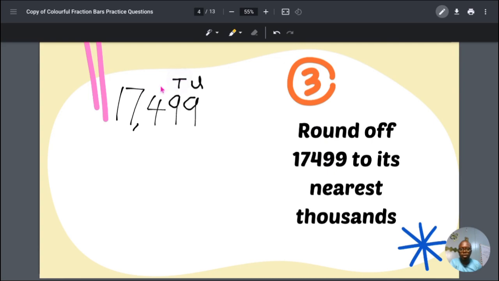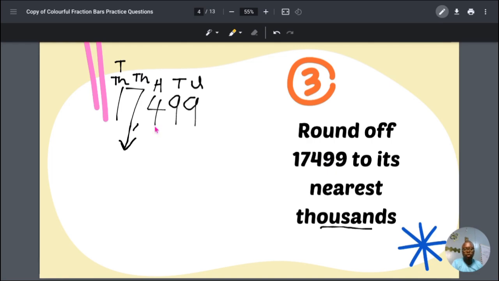7 here is our thousands, and 1 is our tens of thousands. Okay, so we are rounding off to its nearest thousand. So I want you to take note of this: nearest 1,000. This is where your 1,000 starts. So nearest 1,000, 7 is our number here. So you pick your 7.